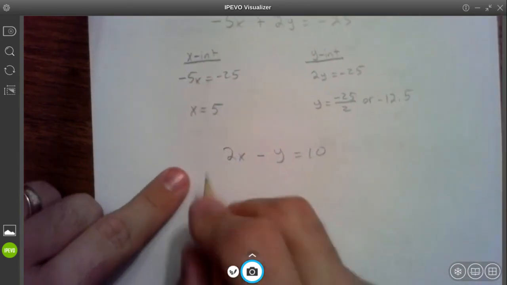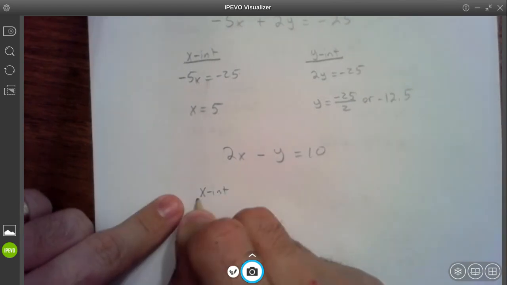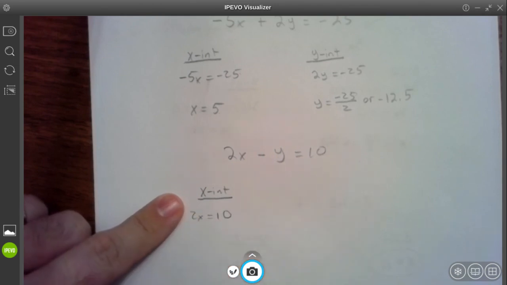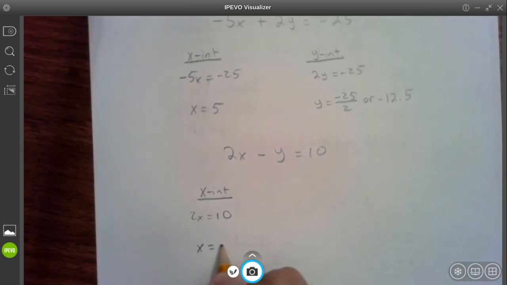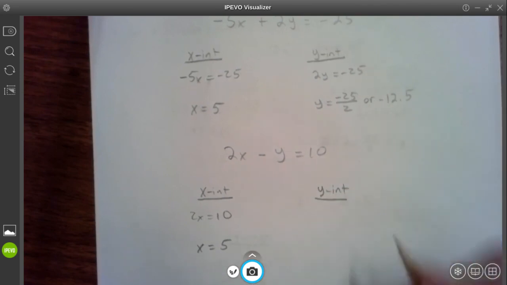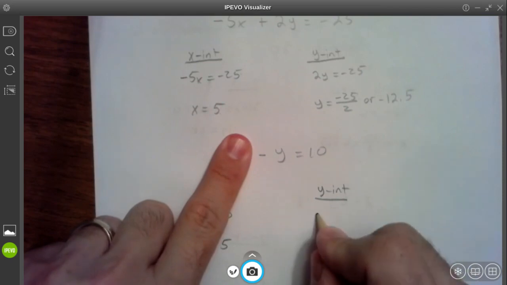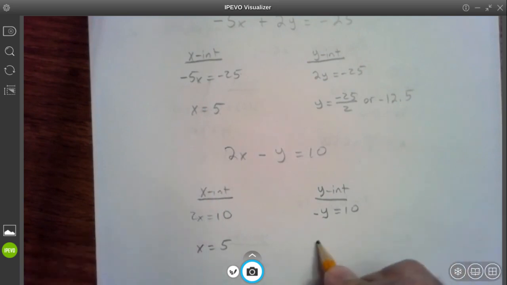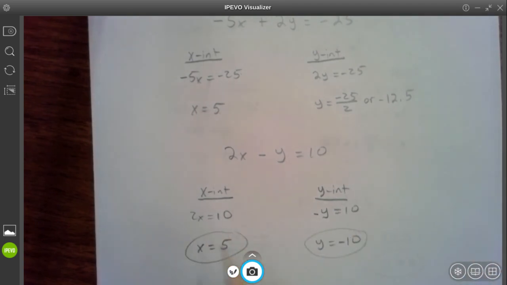Last one. For our x-intercept, we'll plug in 0 for the y. So we get 2x equals 10, so x is equal to 5. I just divide by 2. And then for the y-intercept, we'll plug in 0 for x. Don't forget that negative sign there. It's negative y is equal to 10. So you would divide by negative 1 right here, and y would equal negative 10. Those are our two intercepts, x-intercept and y-intercept.